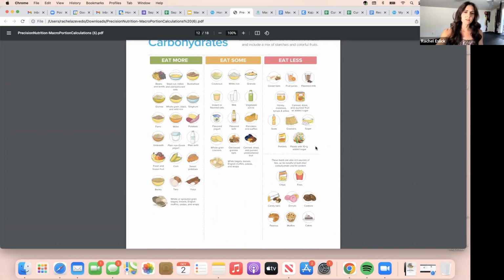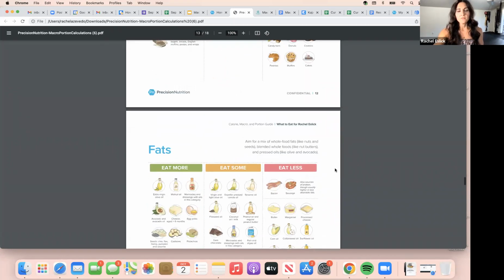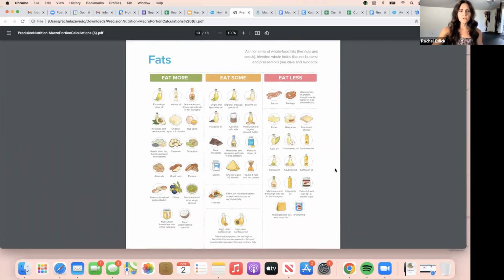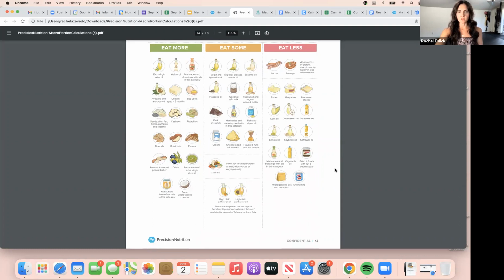So we want to be eating more things like the beans and steel cut oats and rice, sweet potatoes, fruit, corn, eating some other stuff that's not as nutrient dense, but still good. And then eating less of things like cereal bars, juices, flavored milk, etc. Donuts are in that category. I had one today. All right, fats. So eating more olive oils, avocados, cashews, for example, eating some of the middle column and less of the things on the right.